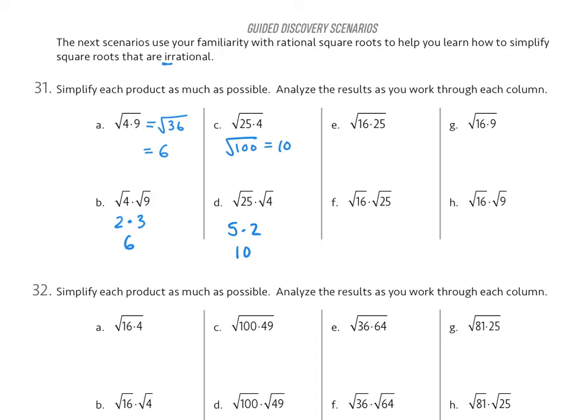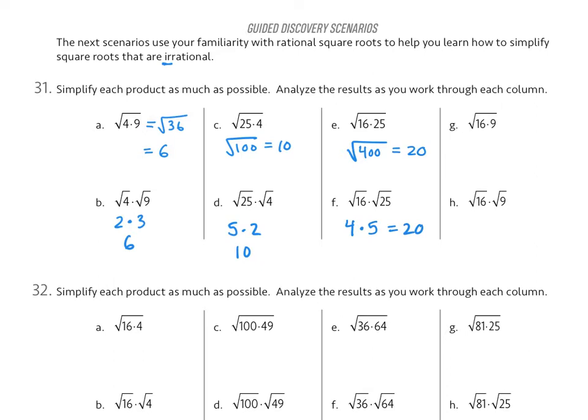Part E, the square root of 16 times 25. Let's multiply 16 times 25, and that's 400. So the square root of 400 is 20. Part F, the square root of 16 times the square root of 25. The square root of 16 is 4, times the square root of 25 is 5. 4 times 5 is 20. We get the same result.